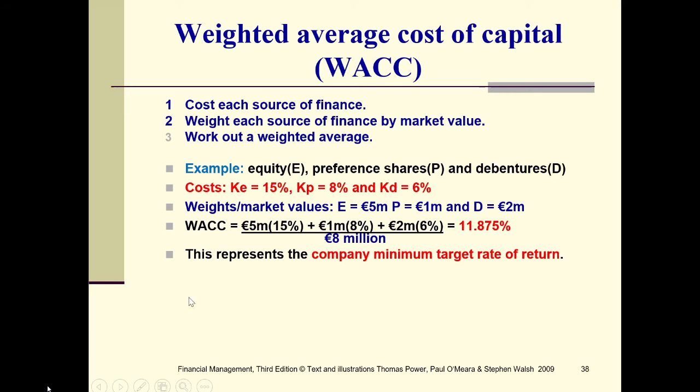It's like if you take an old bank loan, and it's charging you 10%. Whatever you invest in, you better make 10%. If you make more, brilliant. If you make less, you're in trouble because you won't have enough money to pay back the bank, including the interest. So this is the idea. You're working out the weighted average cost of capital, and it represents the company's minimum target rate of return.